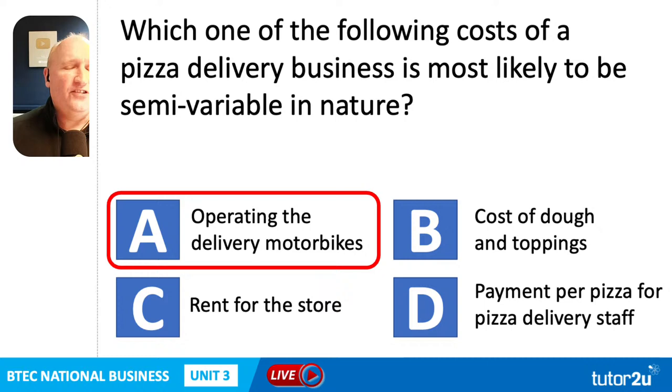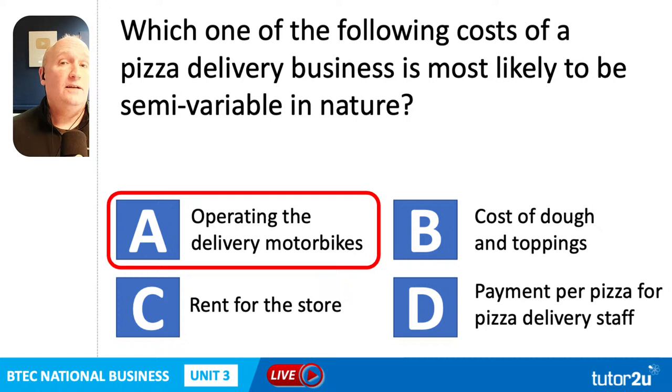Why is it operating the motorbikes? Well, if you imagine with a motorbike, you've got sort of different elements, haven't you? First of all, you're maybe leasing or renting the motorbike. So that's fixed, isn't it? Whether you use them or not, the cost is the same. And maybe the maintenance and repairs and insurance of the bikes, that's also fixed, isn't it? But also there's going to be a variable element, isn't there? Maybe the fuel of operating the motorbike.